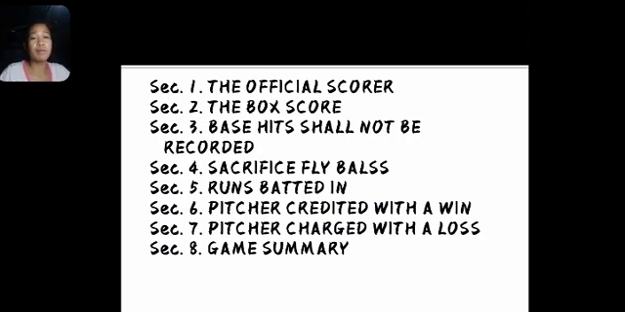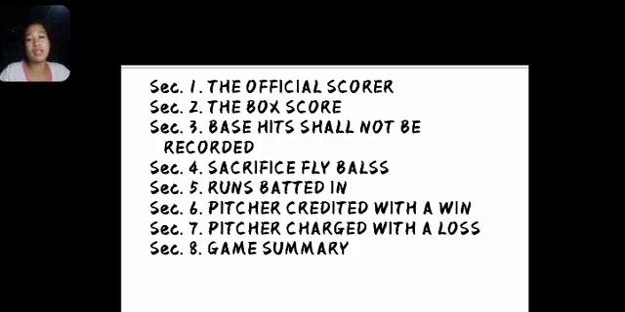Section 5, runs batted in. A safe hit, sacrifice bunt or slap hit, a foul fly, an infield putout or fielder's choice, a runner forced home because of obstruction, the batter being hit by a pitched ball or being given a base on balls, a home run, and all runs scored as a result.